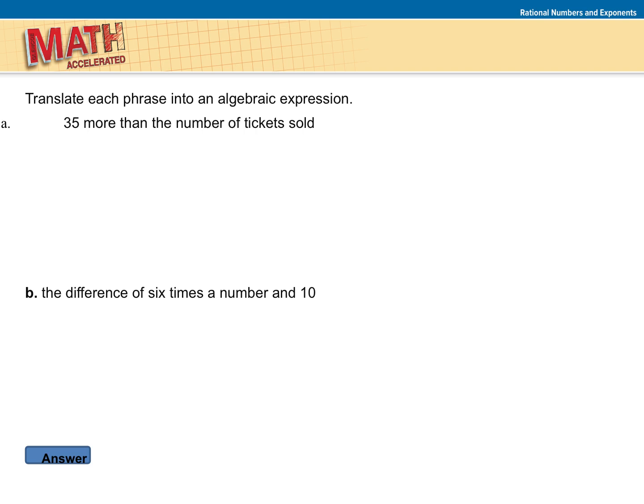On letter A, what is a keyword? Difference. More than. Think before you speak. More than. Okay, what is more than? What operation is that? Addition. Okay, so we know we have 35 plus the number of tickets sold. Do we know how many tickets are being sold? No, so what do we use? An N or X or whatever you want, or a Z, anything.